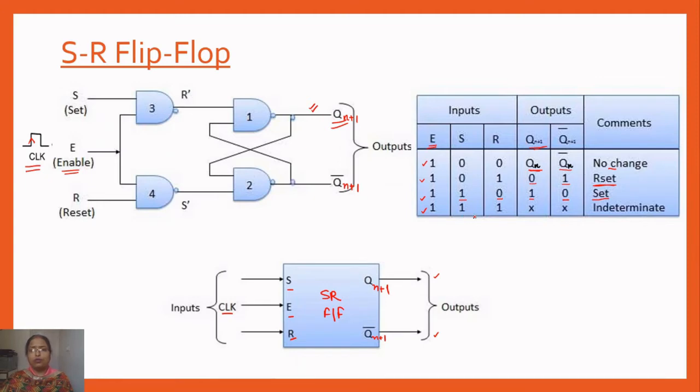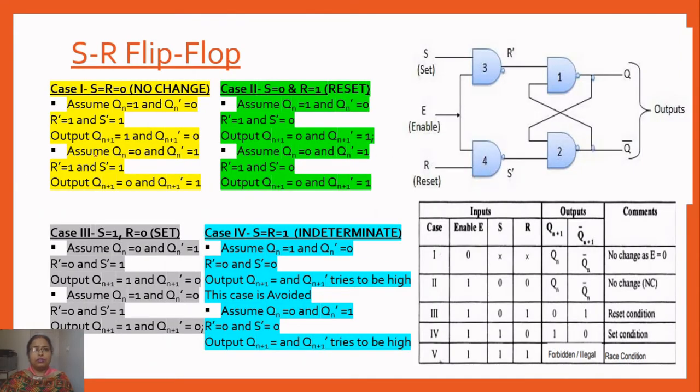But when both the inputs are high, that is 1, then in spite of any status of the past outputs, this state is called the indeterminate state, because in this state both the outputs try to be high. This case is not at all possible and it should be avoided. So now let us see the detail or the verification of this truth table. This is the verification we can see in case 1.